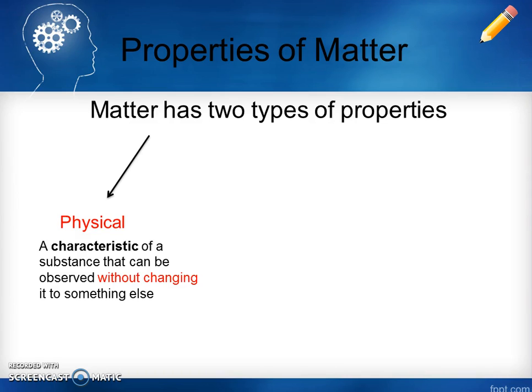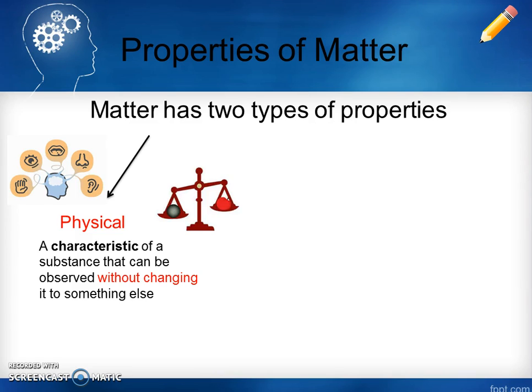So physical properties are characteristics of a substance that can be observed without changing it to something else. So here we need to use our five senses to see and touch and smell. It also includes things such as the mass of something or the density, and also the state. Is it solid, liquid, gas?